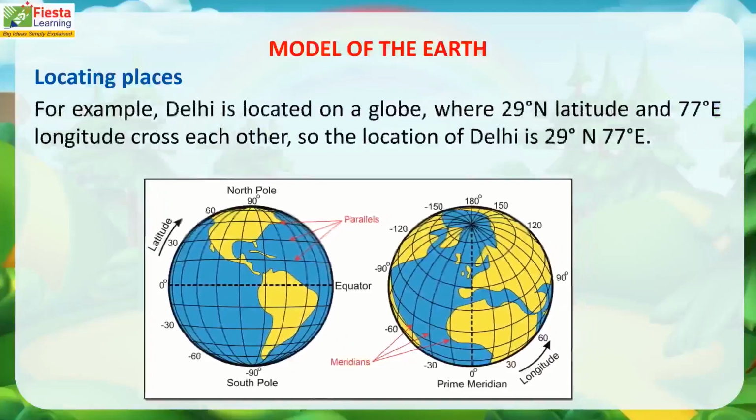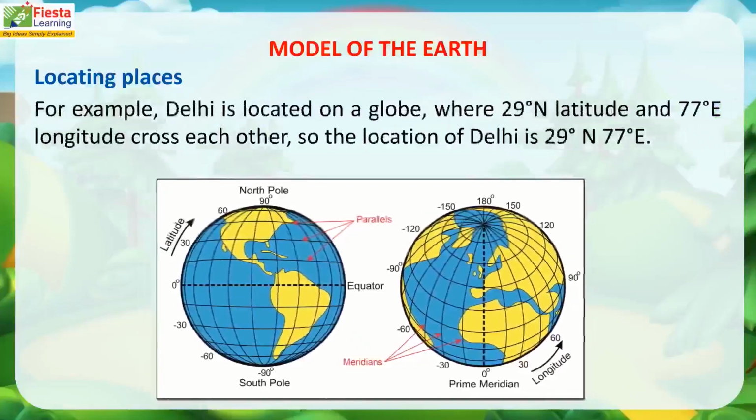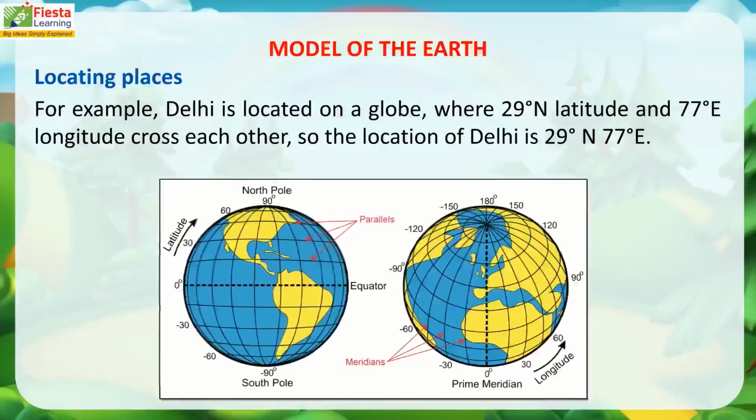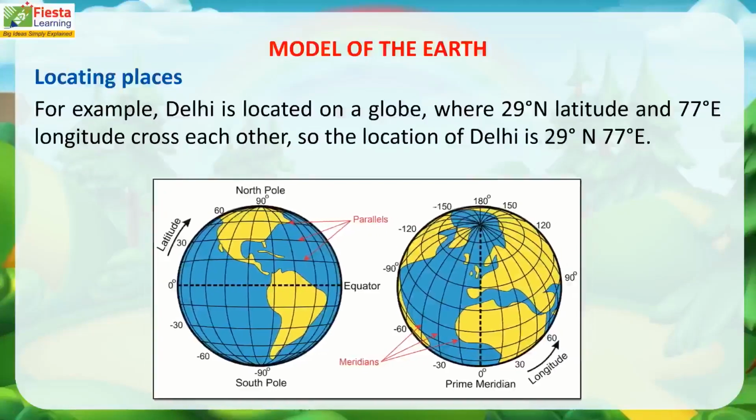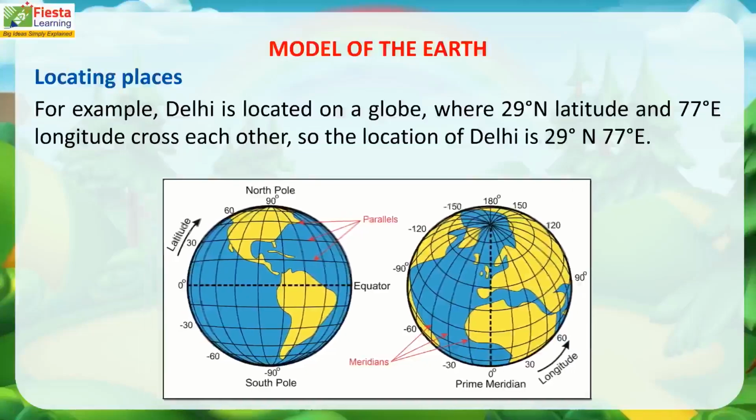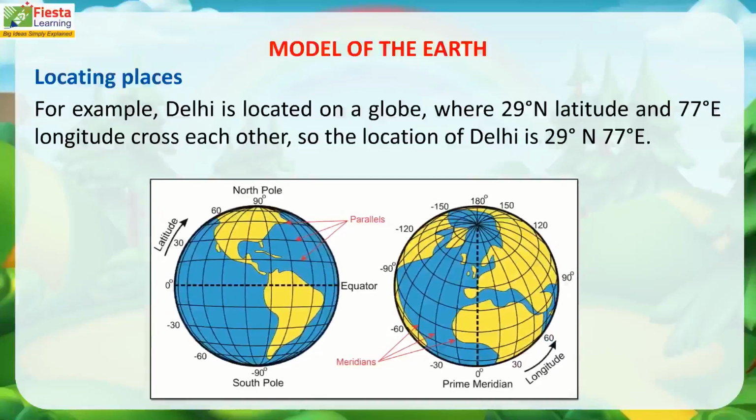For example, Delhi is located on a globe where 29 degrees N latitude and 77 degrees E longitude cross each other. So the location of Delhi is 29 degrees N, 77 degrees E.